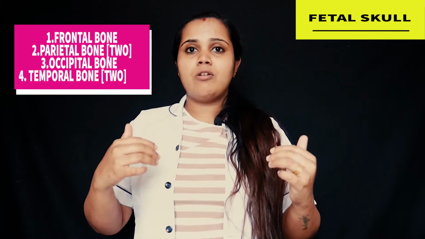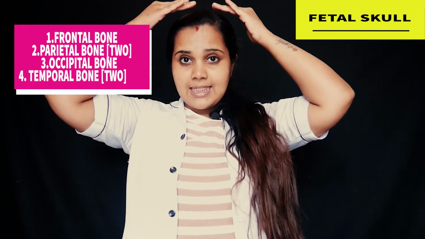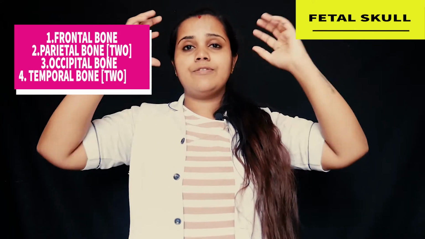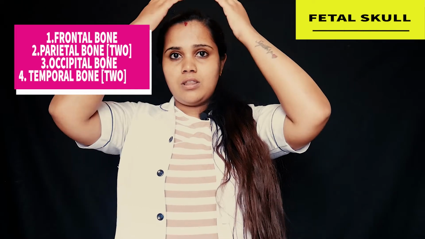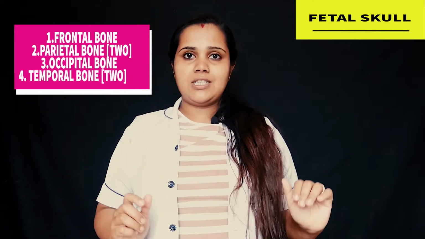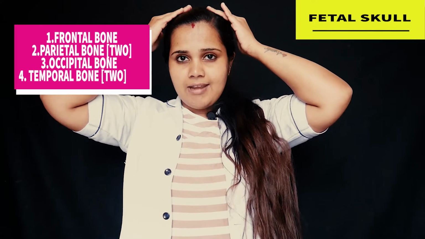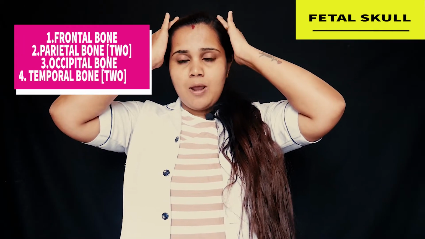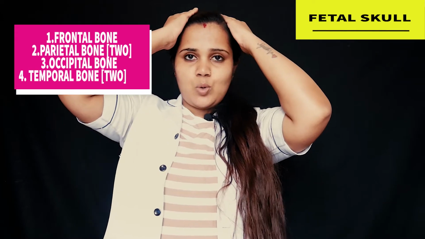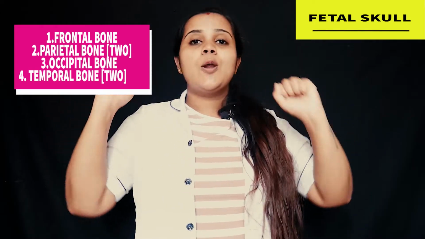Then next is the parietal bone. The parietal bone is present in this area. This is one of the bones that makes up the large portion of the fetal skull. After the frontal bone, this area is the parietal bone. There will be 2 parietal bones, one on the right and one on the left.